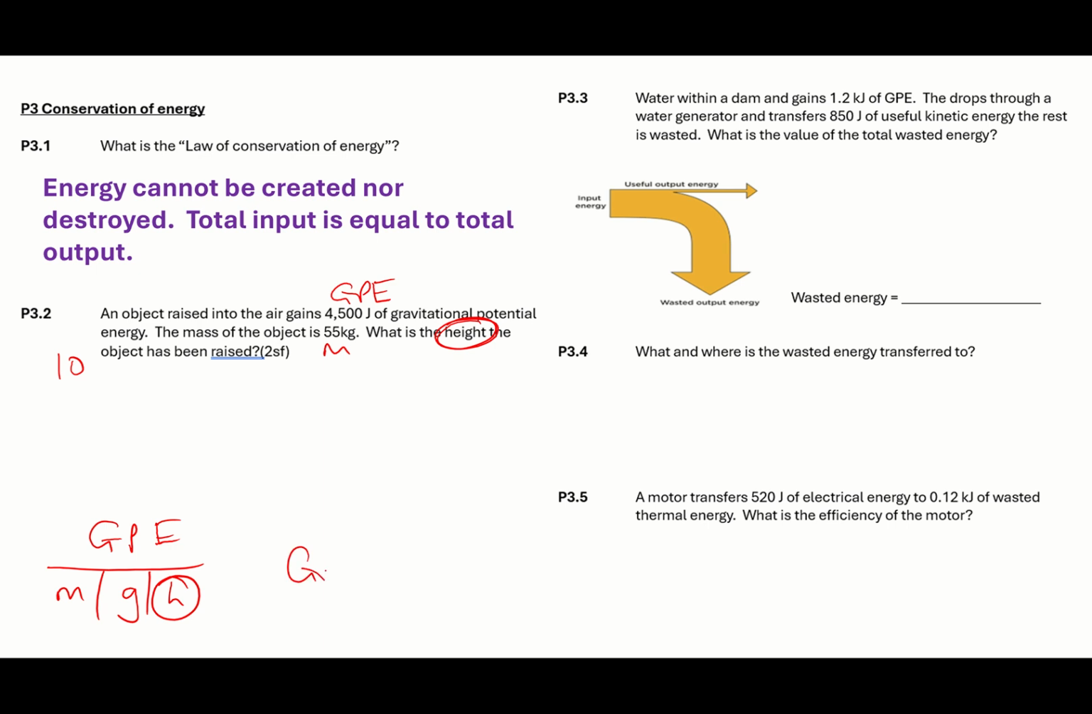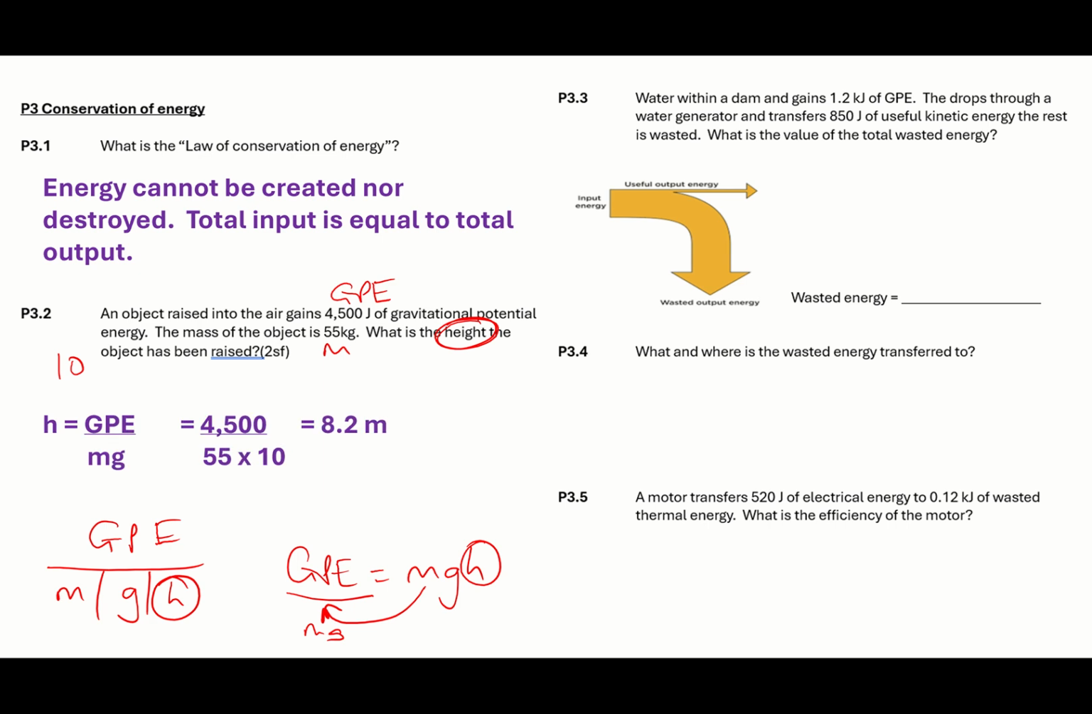So if we're given the formula GPE equals mgh, I want h, so g, at the moment, is multiplied by m and g. That's got to live under here. So we now know h equals GPE over m times g. Pull down our 4,500. It's in joules, so I don't need to change it. This is in kilograms, don't need to change it. Multiplied by 10, that's the gravitational field strength on Earth, and I get 8.2 meters.